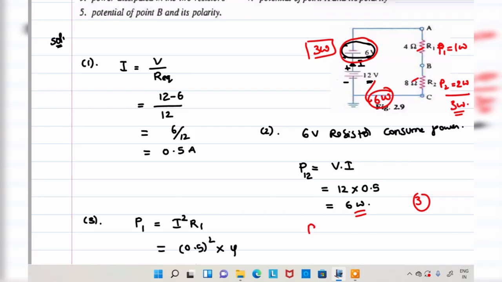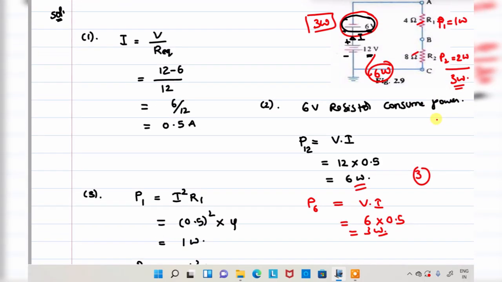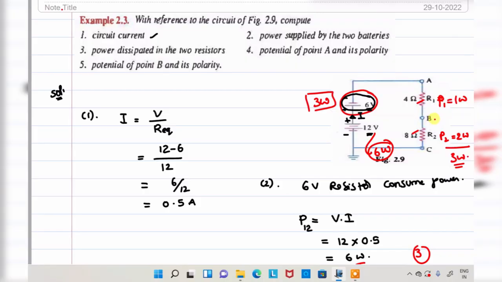That is the power consumed by the resistor, that is P6. Otherwise we can use V into I to prove it. What is V6? It is 6, and I is 0.5, that is equal to 3 watt or not? Yes, that is 3 watt, the remaining 3 watts consumed by the 6 volt resistor. I hope that everyone is clear.